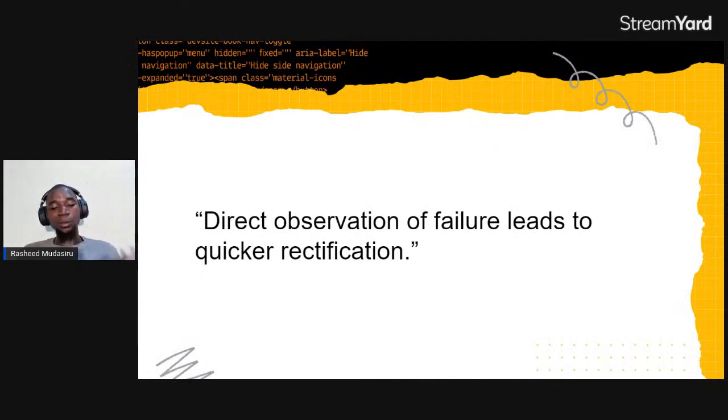Another thing is that direct observation of failure leads to quick rectification. And seeing that, we know that this is actually talking about observability. If you are able to observe your system anytime it fails, it will really help you come up with solutions to the problems that come to your system.